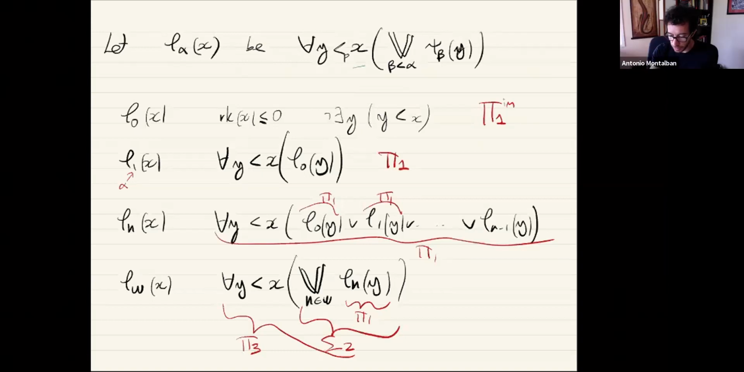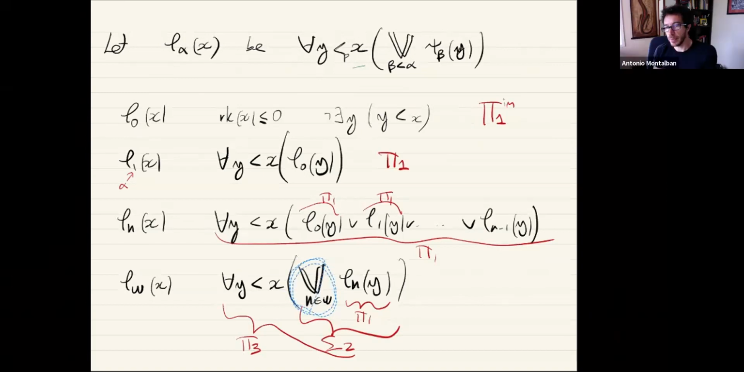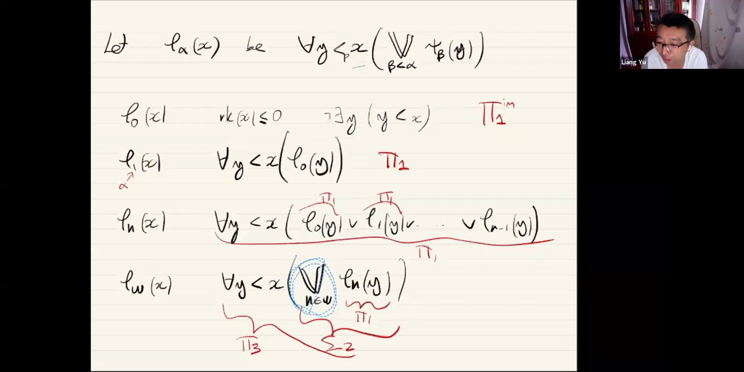Well, no, we need this disjunction. Yeah, I know you need this disjunction, but why don't you just define this as a pi 1 formula? You define this as a sigma 2 formula. Is there a reason to say this is sigma 2, not pi 1? Why don't you define this as a generalized pi 1 formula? Oh, you mean like change the definition of what it means to be sigma 1? Right.